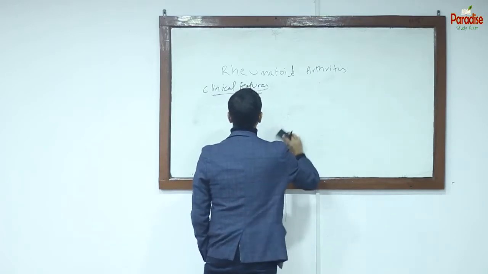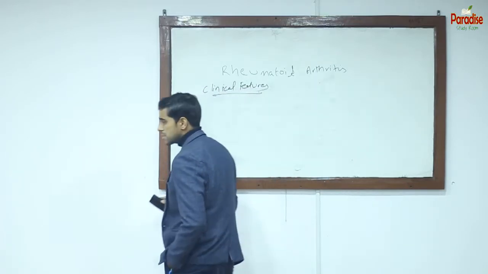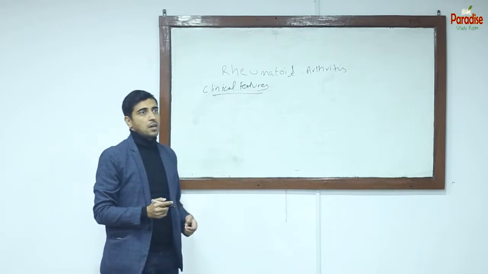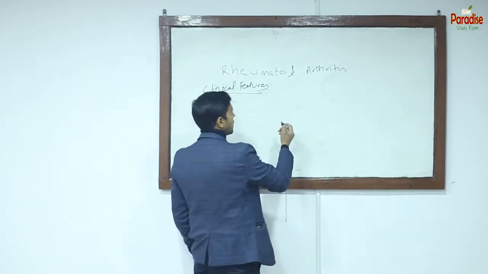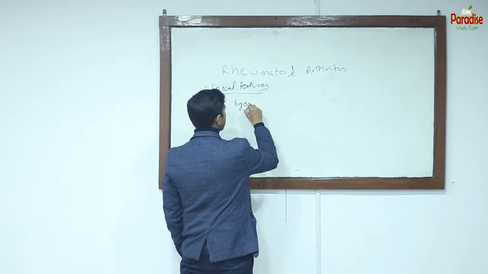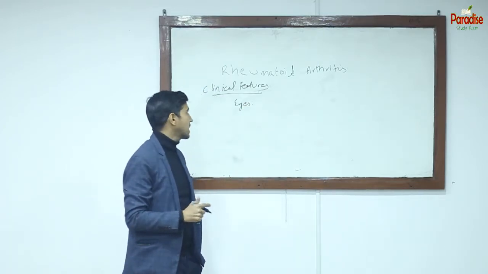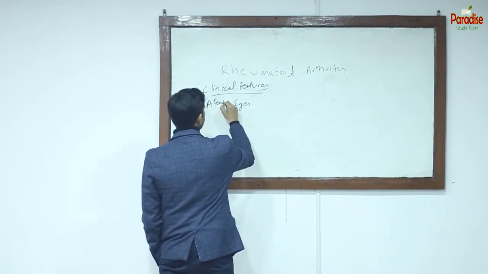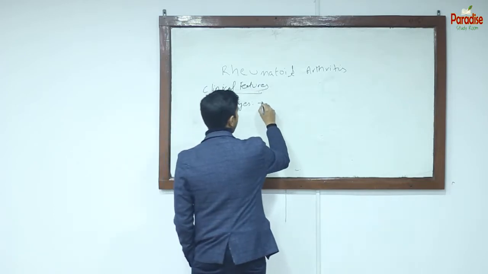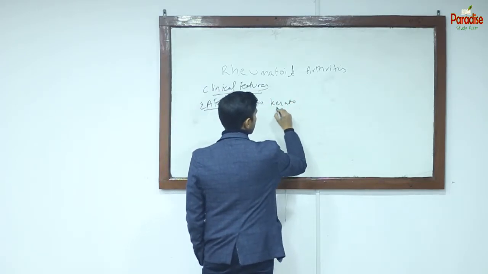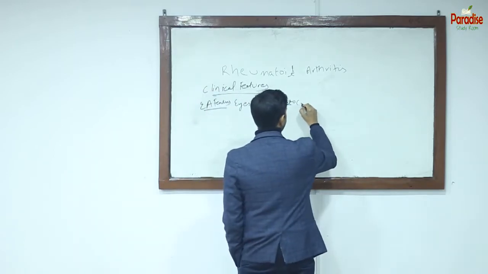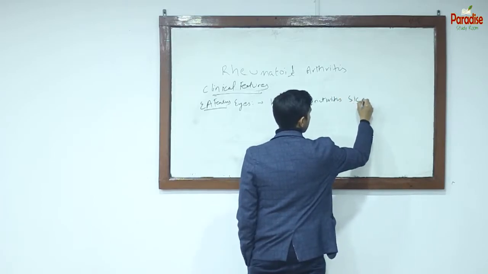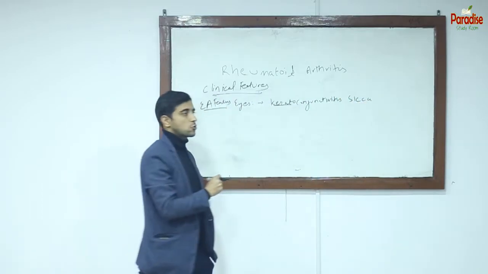Now we'll be talking about the extra-articular features of rheumatoid arthritis, because rheumatoid arthritis is not a disease of joints only, so it can affect other organs. Most commonly it affects the eyes, in the form of keratoconjunctivitis sicca. Kerato means cornea, conjunctivitis, and sicca means dry. So it means dry eye syndrome.